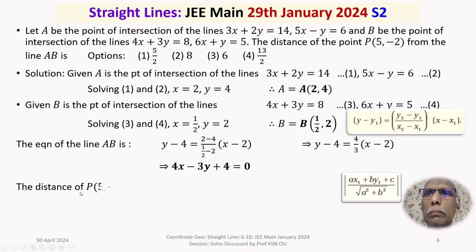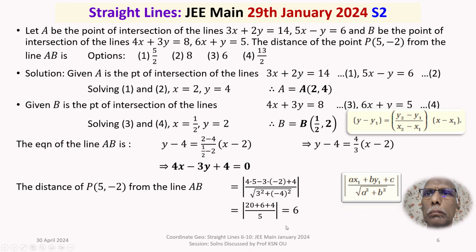So, the distance of this point P, 5 comma minus 2 from this line is 4 into 5, minus 3 into minus 2 plus 4 by under the square root of 3 square plus 4 square. That is under the square root of 25, that is equal to 5. Simplification will give you 6. Agreed. So let's look at our options.